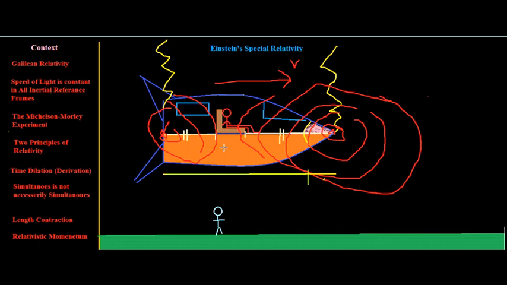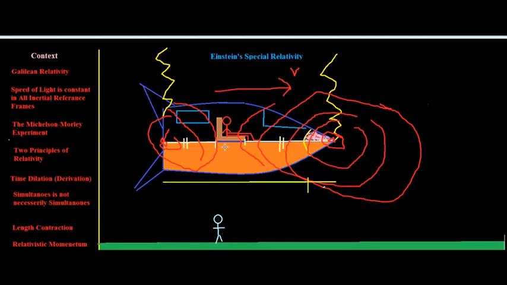This is very amazing to me. Einstein proved that simultaneity is relative. Simultaneous is not necessarily simultaneous. It's just simultaneous based on your own reference frame. That's really cool, man. I think that's mad cool.